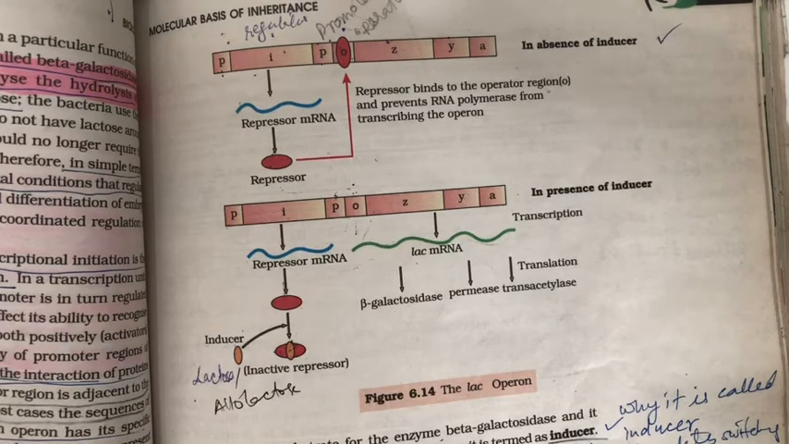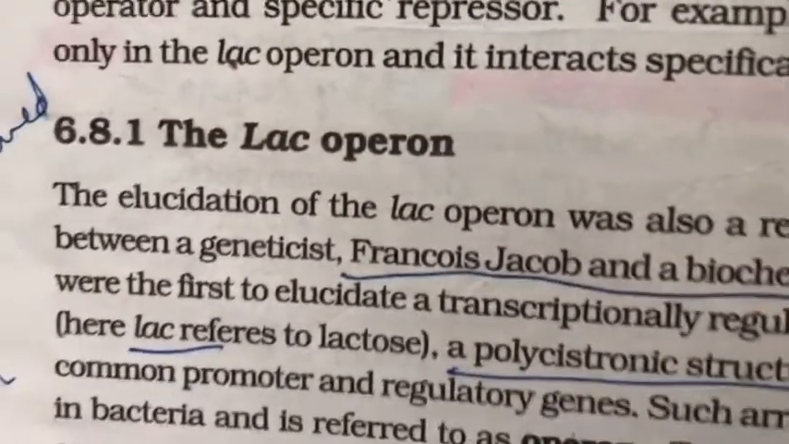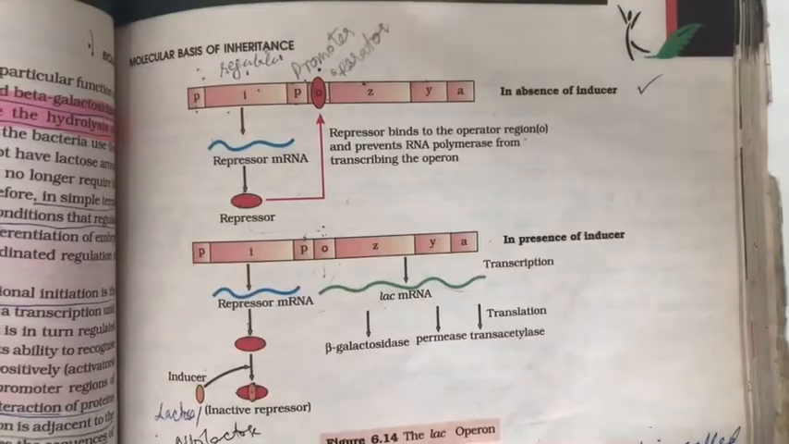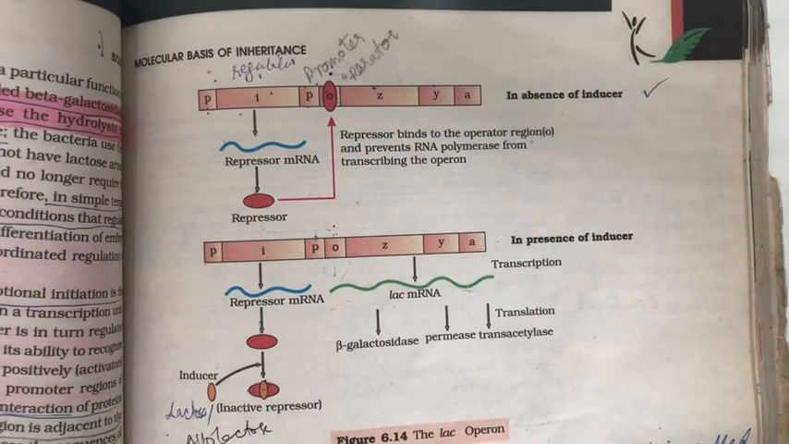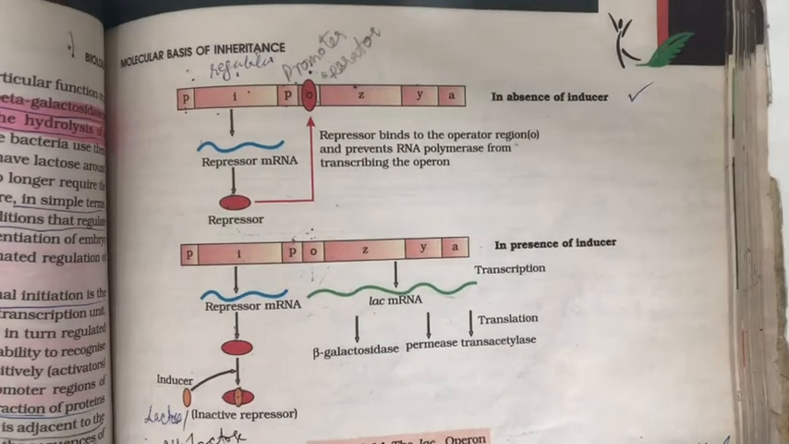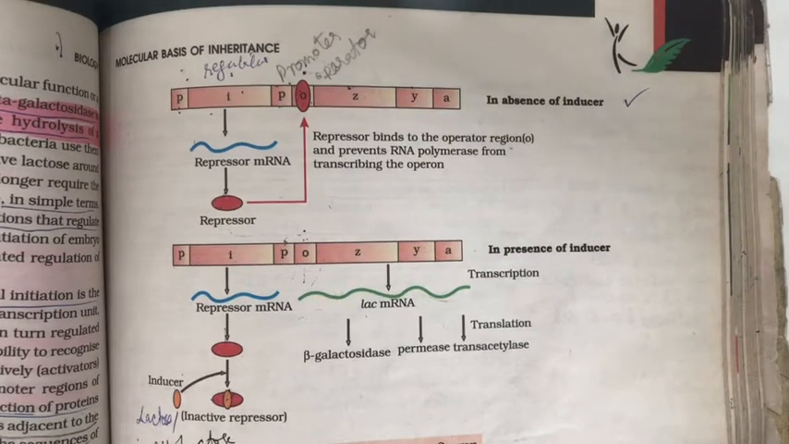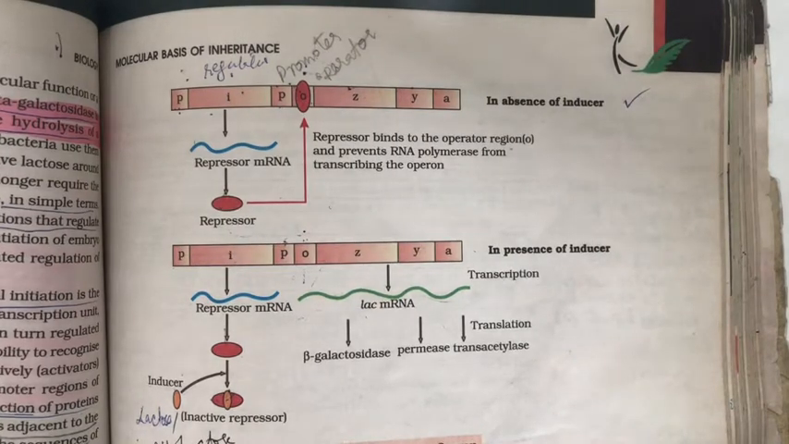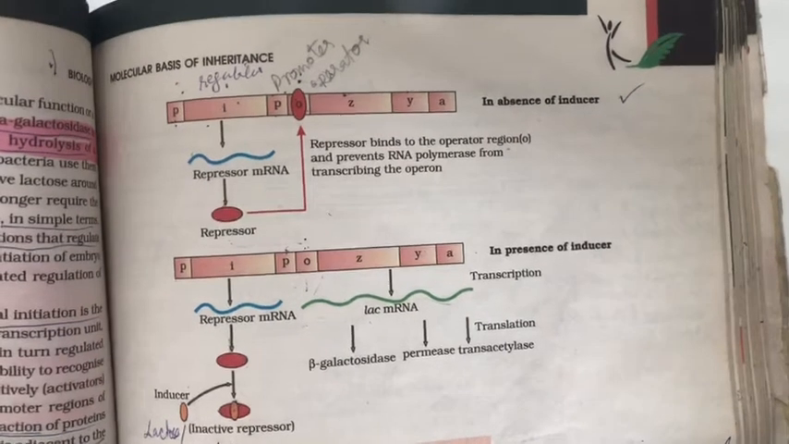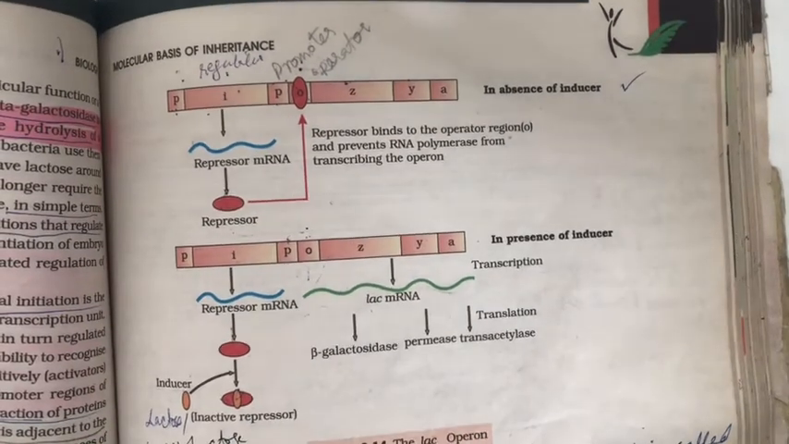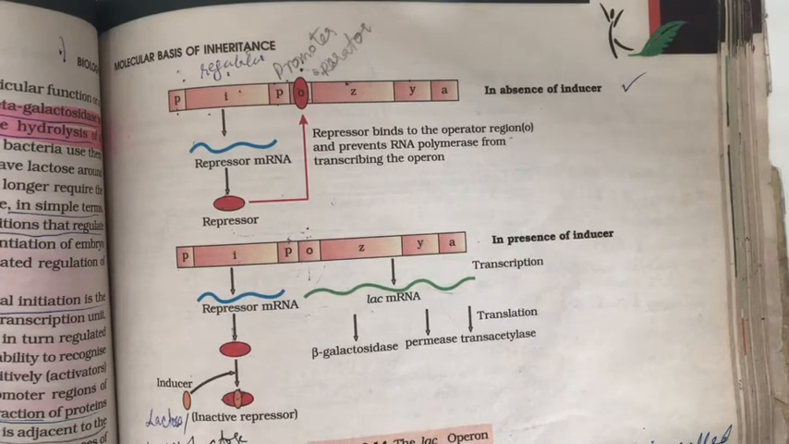So for this we'll start with the lac operon. Now the lac operon was first described by Jacob and Monod. Operon means it is an arrangement of genes that helps in the regulation of genes. So there are various kinds of operons in all the organisms, in every cell, and they will be regulating the process of gene expression.